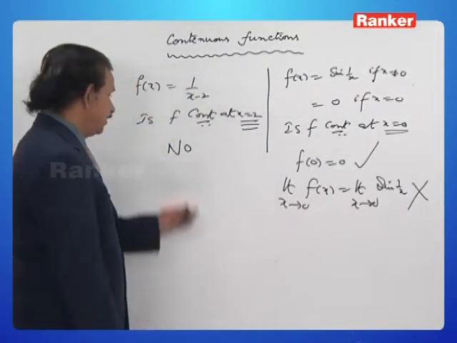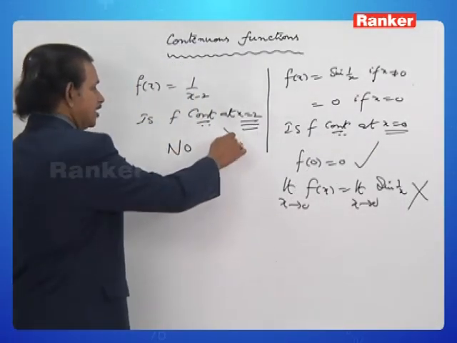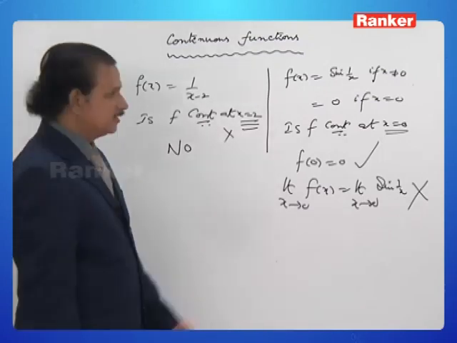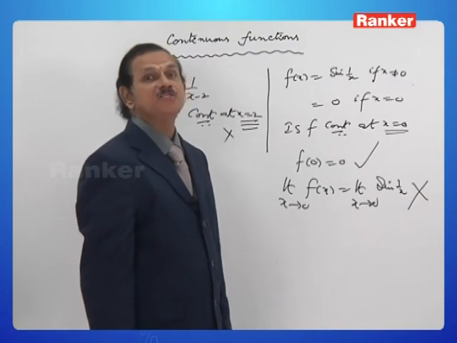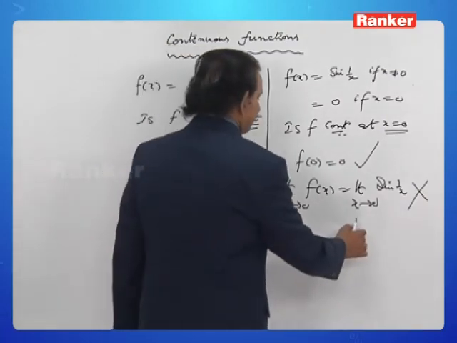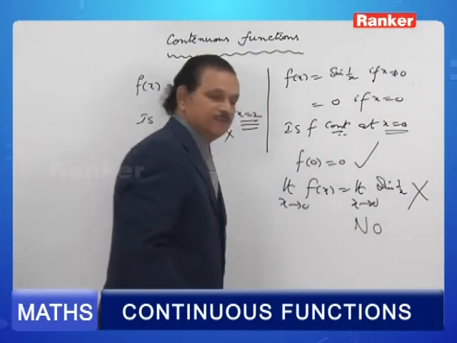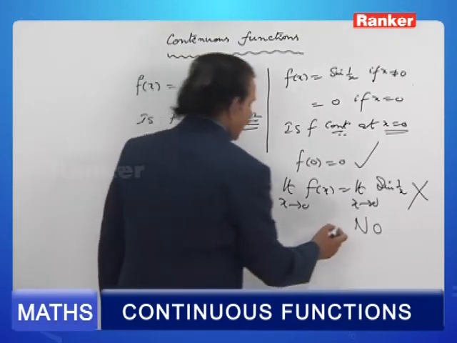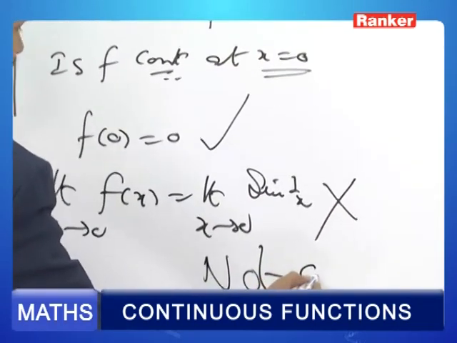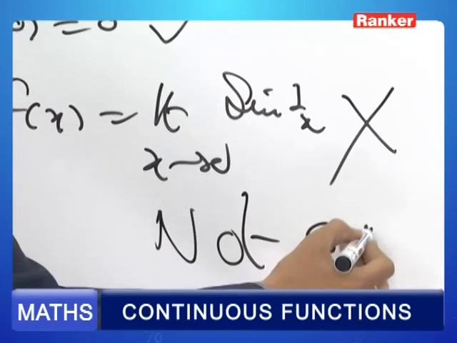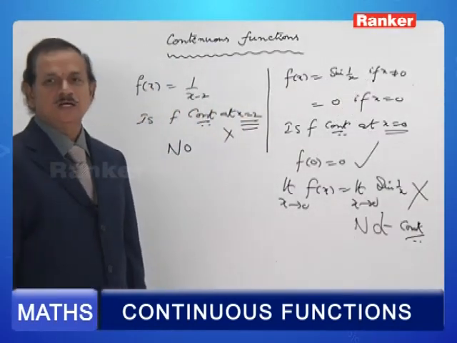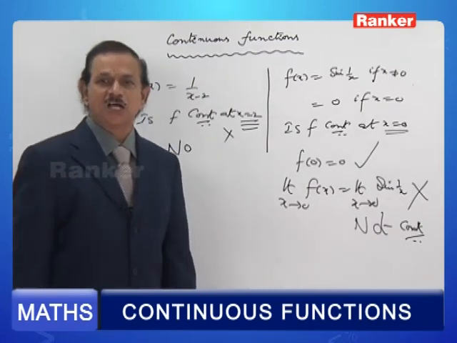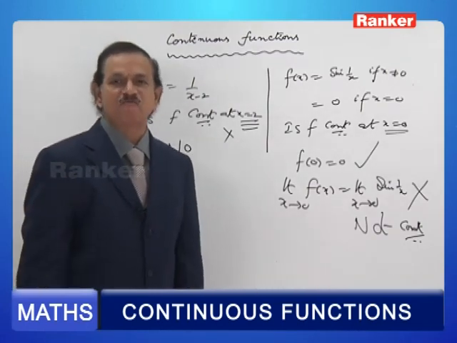Observe there, in the first problem, the first condition is not satisfied. In the second problem, the first condition is okay, but the second condition is not satisfied. Therefore, this function is not continuous. f is not continuous. If a particular function is not continuous, we say that it is discontinuous. Discontinuity and not continuous mean the same.